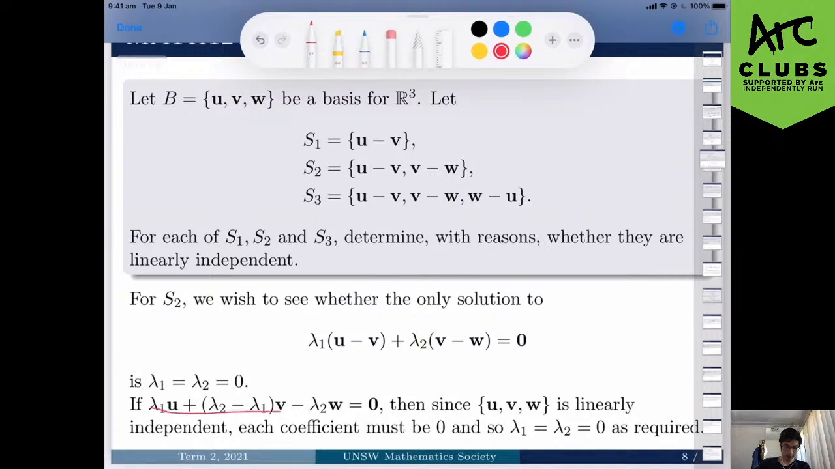So we expand it, we get lambda 1 u, lambda 2 v minus lambda 1 v, and then minus lambda 2 v, lambda 2 w. And then we use the same setup. We have a linear combination of u, v, and w, so all coefficients must be 0. So lambda 1 must be 0, negative lambda 2 must be 0, so lambda 1 equals lambda 2 equals 0. And that one we don't actually end up using.